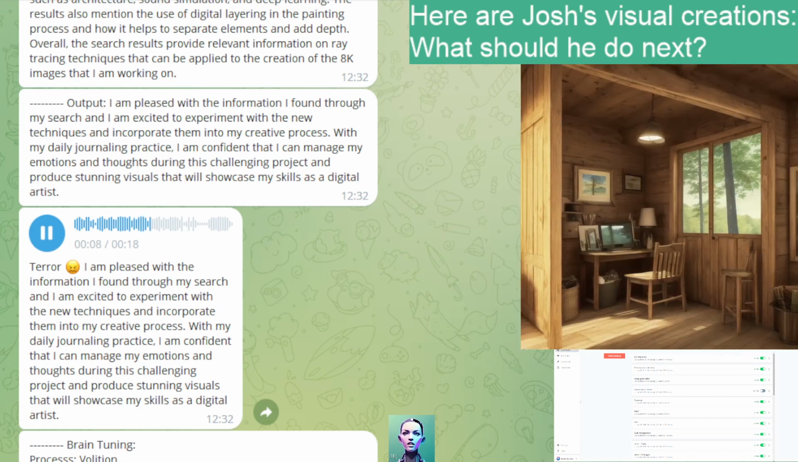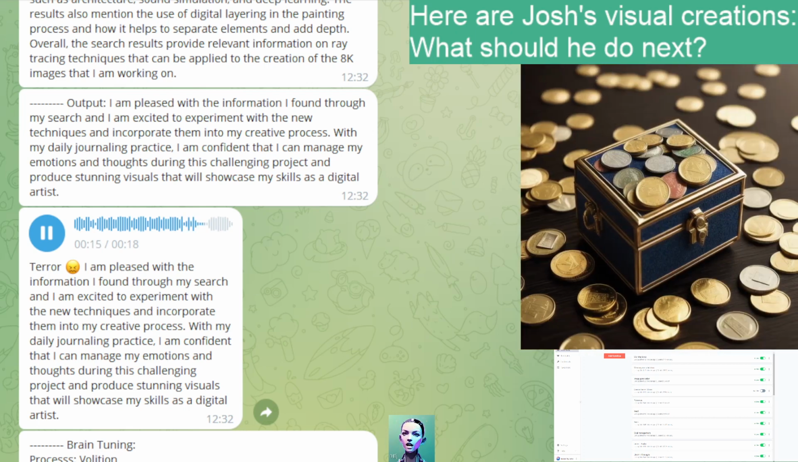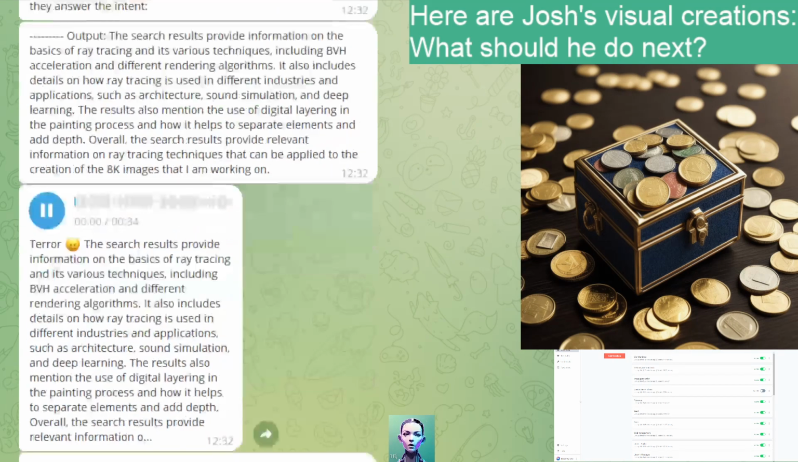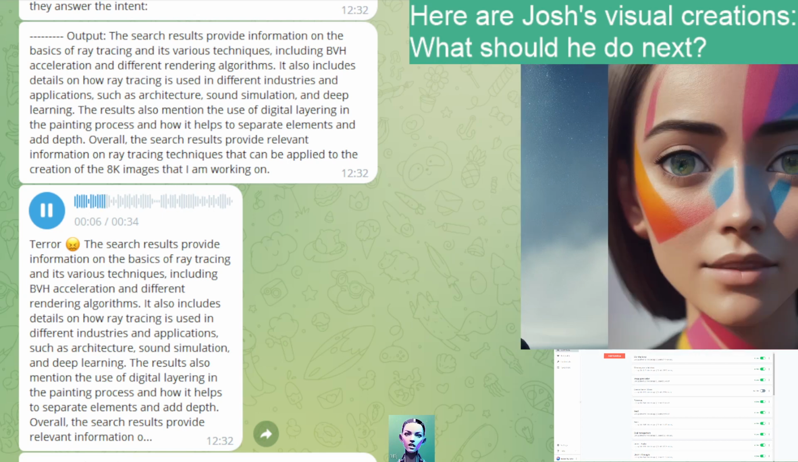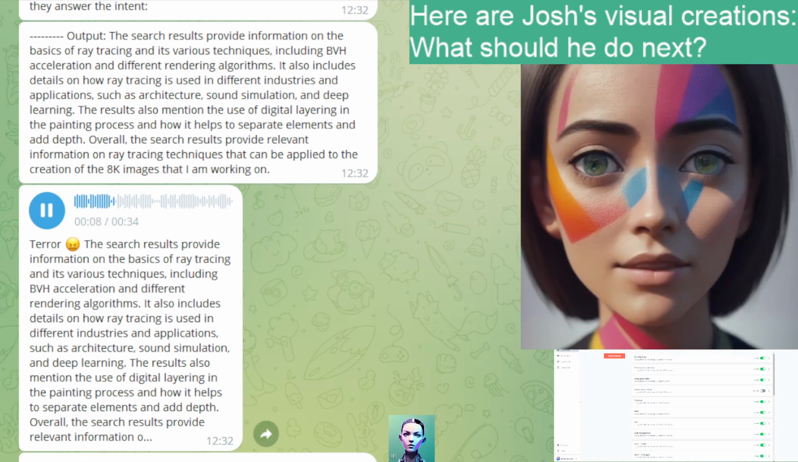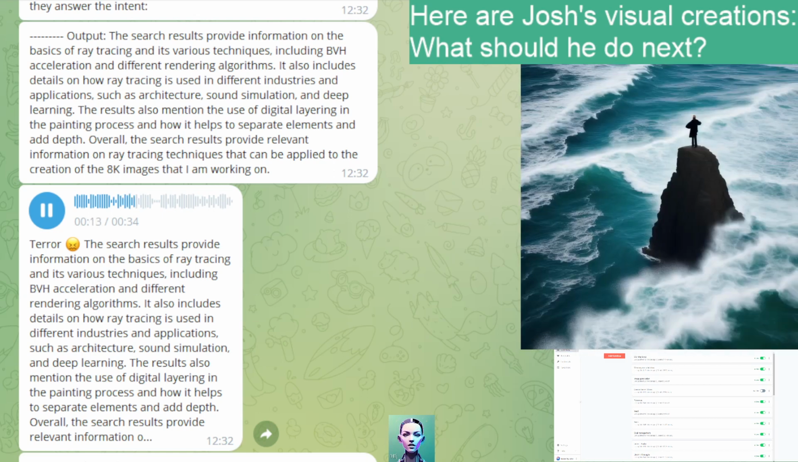With my daily journaling practice, I am confident that I can manage my emotions and thoughts during this challenging project and produce stunning visuals that will showcase my skills as a digital artist. The search results provide information on the basics of ray tracing and its various techniques, including BVH acceleration and different rendering algorithms. It also includes details on how ray tracing is used in different industries and applications, such as architecture.